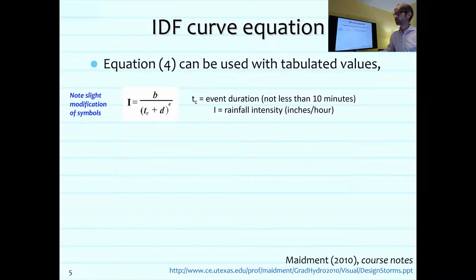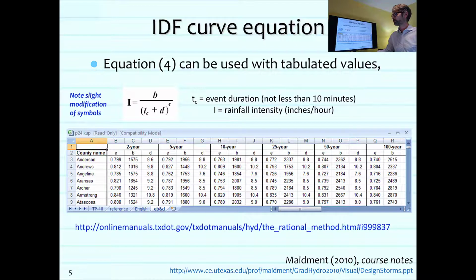Now, equation 4 can be used with tabulated values, so that's one form. Note that we're using slightly different symbols here. This is because the source is different. Here Tc is the event duration, and I is the rainfall intensity, and those are going to be our two variables. So this is the variable, this is the value we're trying to predict.